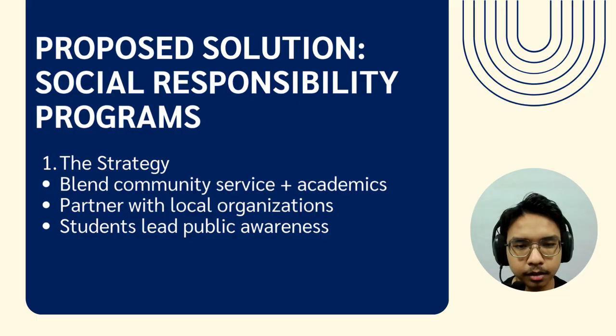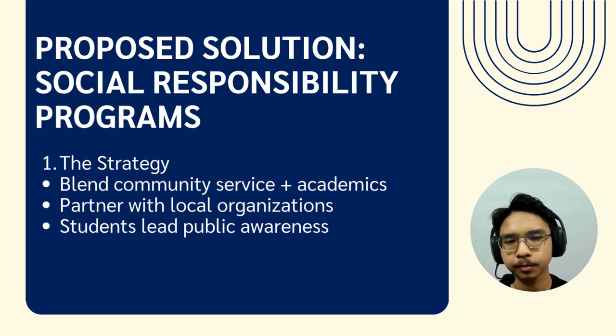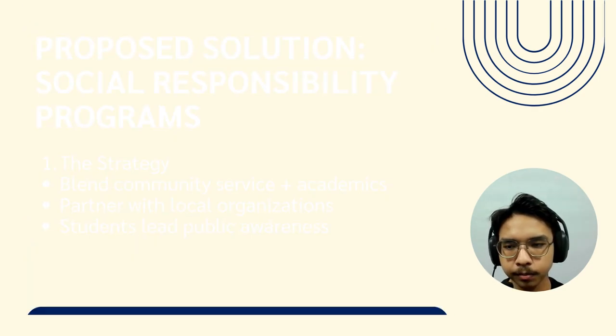Lastly, the third strategy is to allow students to lead public awareness programs. For example, they can organize campaigns on environmental issues, health awareness, or social welfare. Taking a leadership role helps students become more responsible, confident, and actively engaged. Overall, this solution can increase student motivation, strengthen academic engagement, and help students develop valuable skills for their future career.